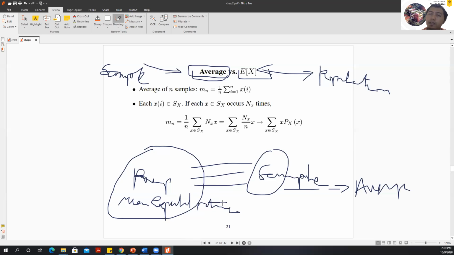That's the difference between the expected value and average. Mathematically, average is just counting the number of observations, how many data you have, then summing the data together and dividing by n. That's the average. But the expected value we can write from its probability for each sample, for each outcome, something like that.